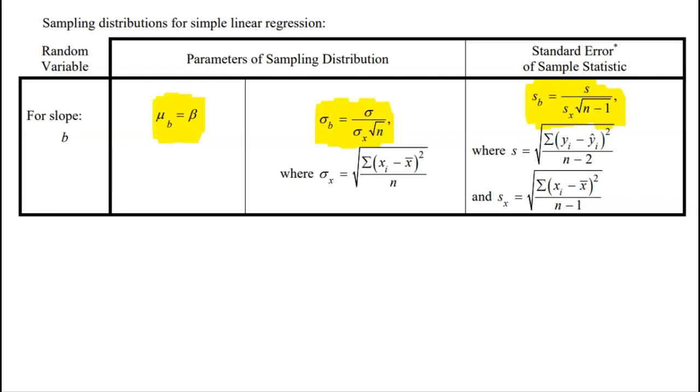But what I have to say is this: you will honestly never, ever, ever need this formula. Really, you won't. Because if you're going to be asked about inference for slope, you're going to be given a computer output table, and in that table is the standard error of the sample statistic. You don't have to do anything to it. It's actually given to you. They actually do all the math for you. And in a couple of examples we're going to look at today, you're actually going to see that.